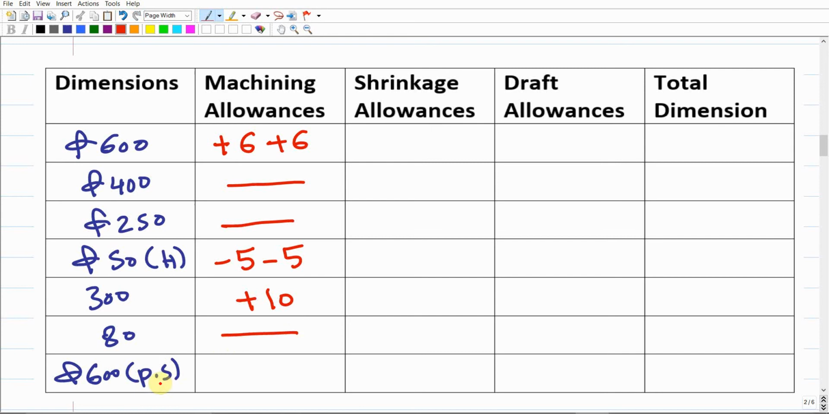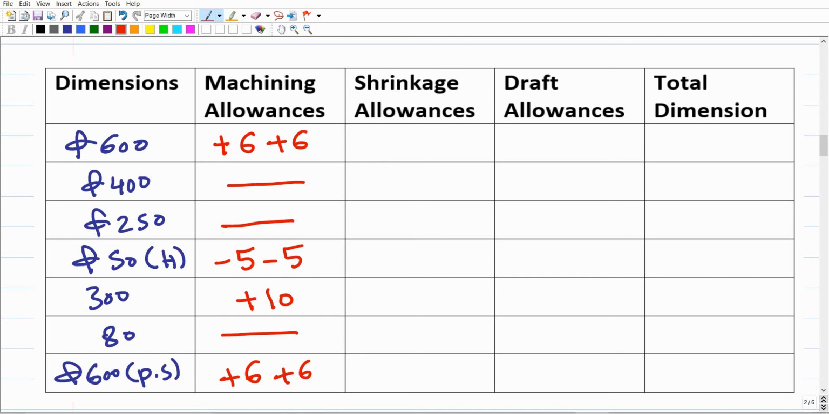How about the 600? Just copy what you had here. We already added +6 and +6. How about if we didn't add any? We put a dash. You're just going to add a dash here. Make sense? So this is for the machining allowance. This shouldn't take much time from you. I'm explaining it to you; I solved it twice. So if you try to do it and practice well, this step will not take time from you. The next thing is to fill in the shrinkage allowance.